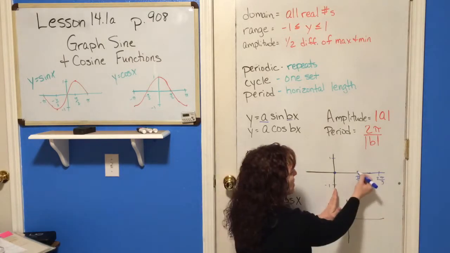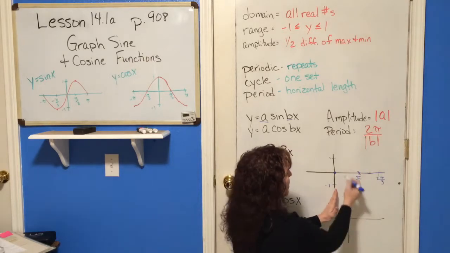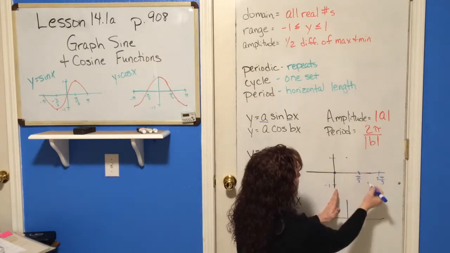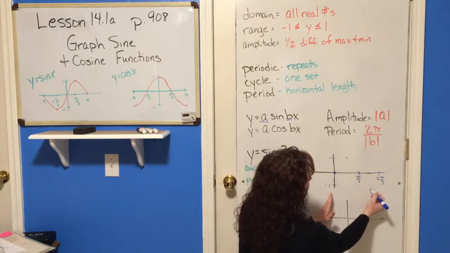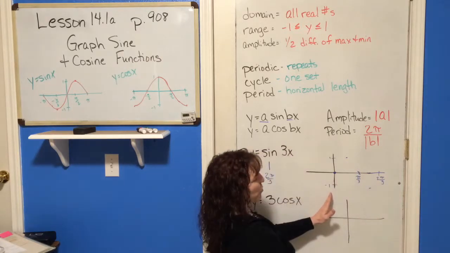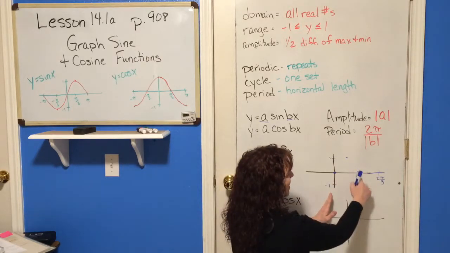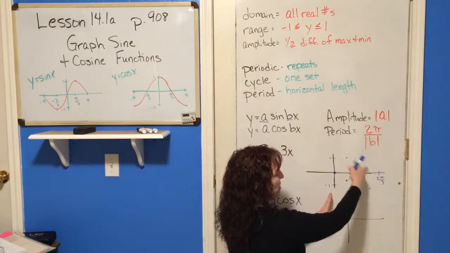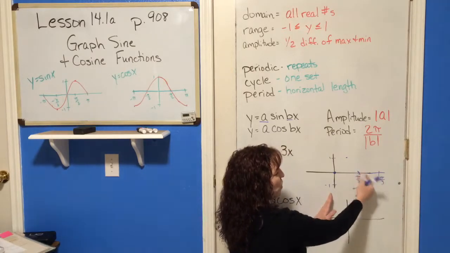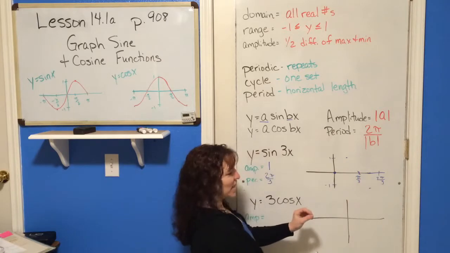All right. So this is where it's going to go back through here. Our minimum and maximum are going to be 1 and -1. So we're going to have a point here and a point here. And then it's going to be halfway through. It's going to come back halfway, and that's where it's going to cross the x-axis.